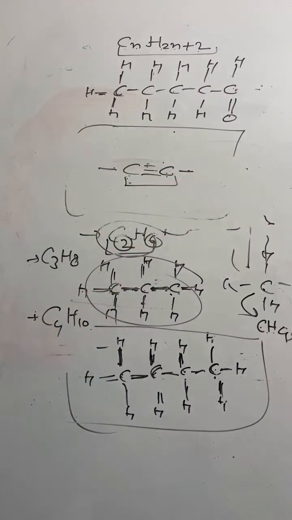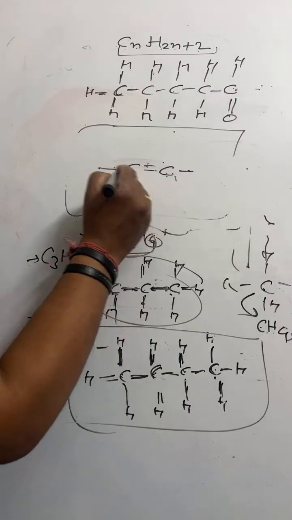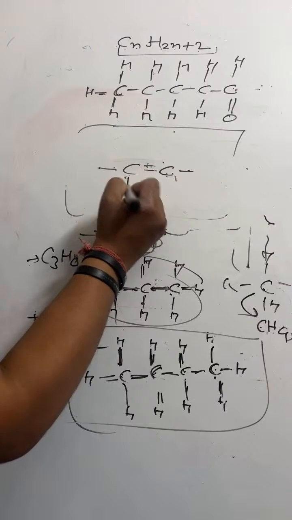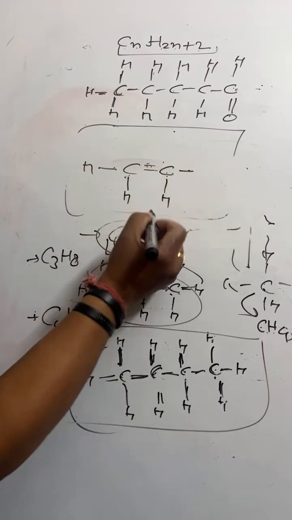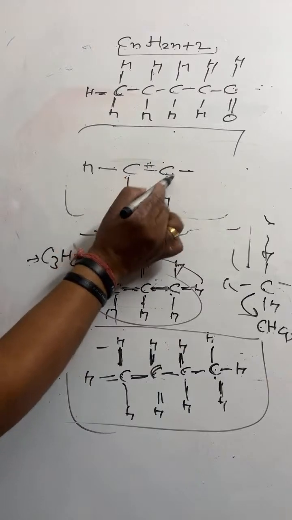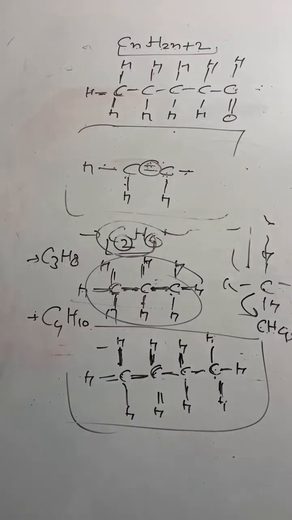Okay, alkyne. But if one bond is here only, suppose one hydrogen is added here, one hydrogen is added here. So this carbon is having 1 2 3 4, 1 2 3 4, but these two carbons are added with the double bond. So double bond is coming, it means it is ethene. This word comes here, ene.